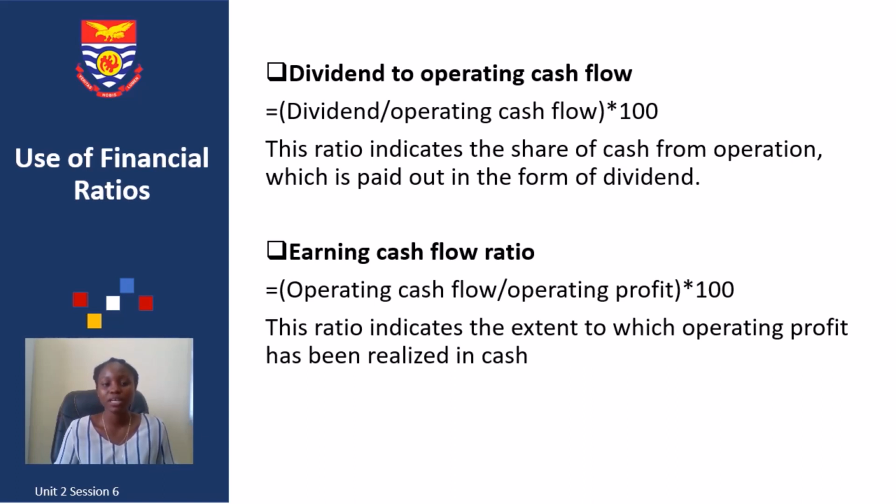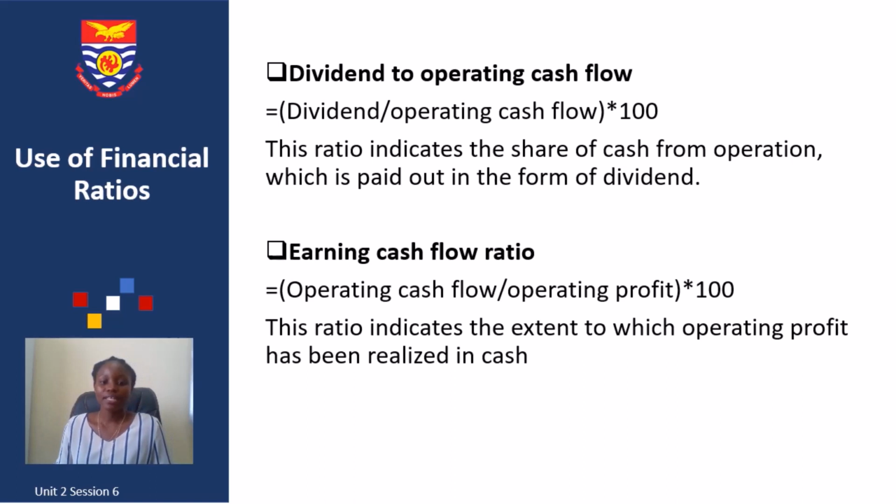So you'd want to be careful when assessing firms in relation to their dividend payments and their cash outflows. You want to maintain an optimum level of dividend to operating cash flow ratio in order to not pay out all your cash from operations as dividend, but retain some to undertake profitable investments, which would also maximize the wealth of shareholders.